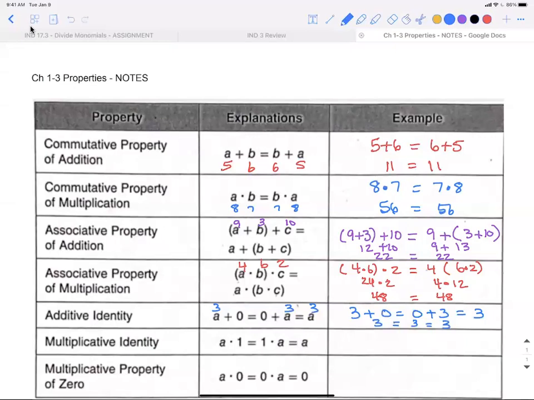Okay. Multiplicative identity, instead of using a 0, we have to use a 1. Makes sense because if we want the number to stay the same, we know in multiplication we have to multiply it by 1. What happens if we multiply it by 0? Yeah, it turns to 0. So it doesn't work with multiplication. We have to use a 1.